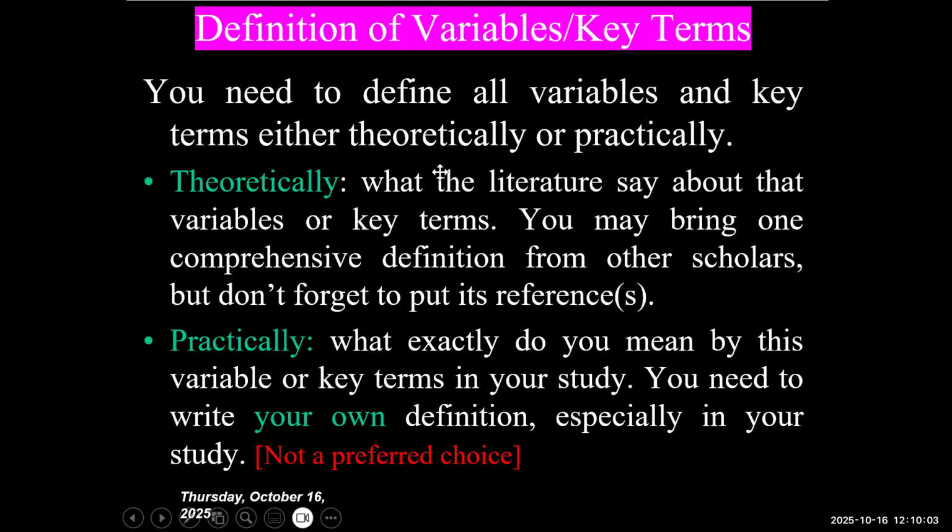The next thing we talk about is, once you have your conceptual framework with the factors or variables derived, then you need to explain and define those variables or key terms. So you need to define all variables and key terms either theoretically or practically. In terms of theoretical, you say what the literature says about those variables or key terms. In other words, if you are using perceived usefulness, what is the meaning of perceived usefulness from the literature? If you say perceived ease of use, what is the meaning of perceived ease of use? If you say that will lead to acceptance of the technology, what is the meaning of acceptance of the technology? You have to tell us all these things, and all of them, you support with literature.